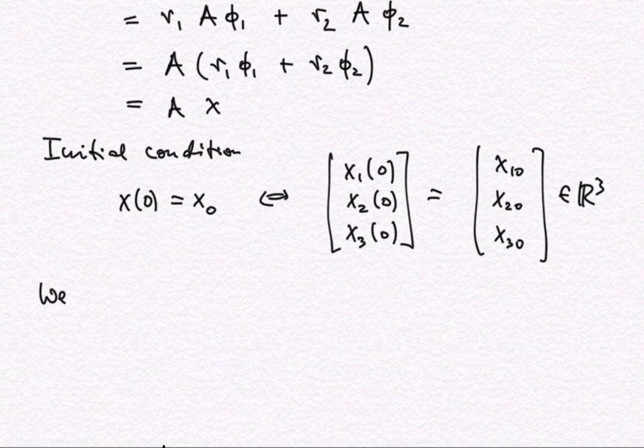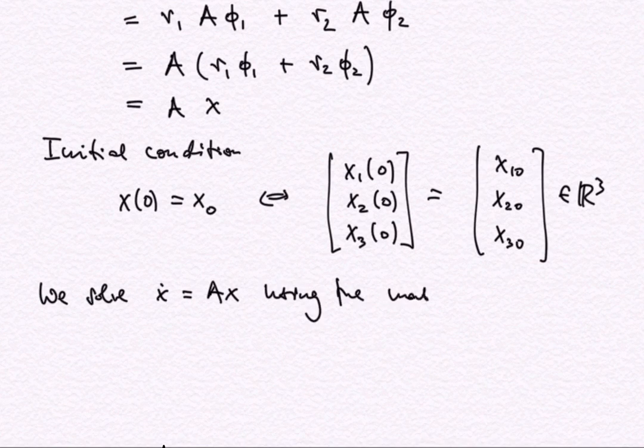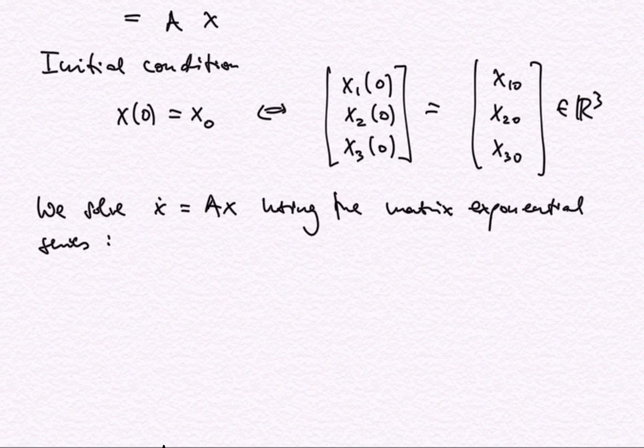Now, we solve x dot is Ax using the matrix exponential series. With the matrix exponential series, we get that x(t) is given by e to the At x(0). This is exactly as in the scalar case.